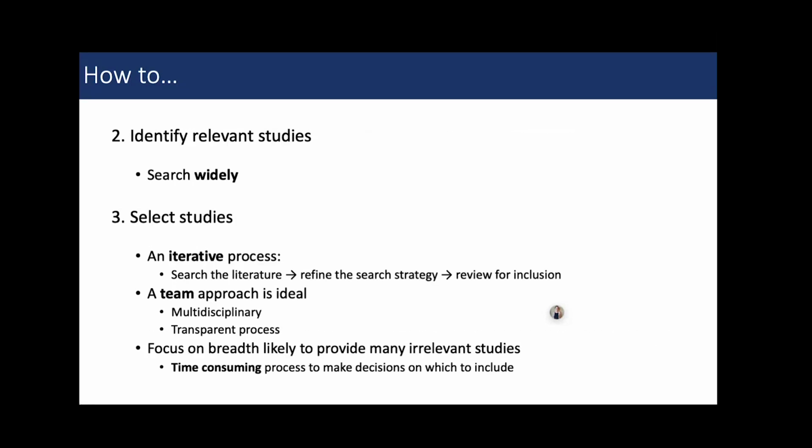Then you do your search, and you search widely, both in established literature and in the grey literature, and then you select your studies. So that can be quite an iterative process. You search, you refine your search strategy depending on what you're getting, and then you review your inclusion criteria to see if you should include anything else. And it's recommended that a team approach is the ideal, and that if you can have a multidisciplinary team, it'll be a much stronger output, but also to make sure that the process of using multiple people is very transparent.